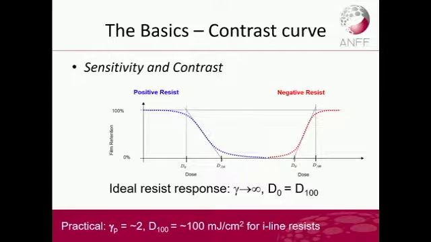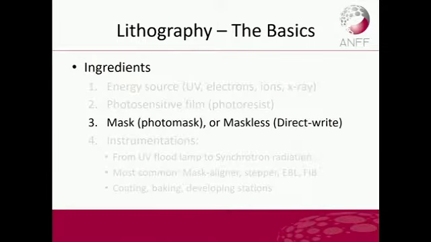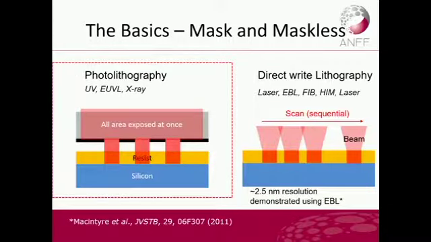Okay, so most of the sensitivity we work with in our i-line resist in the clean room is about 100 millijoule. Doug this morning has already covered the masks or photomask, so I'm just going to quickly touch again on the differences between mask and maskless. This is usually the split point for photolithography: if you want something really high resolution, maybe you need to go for direct write lithography. That is usually called maskless lithography because you don't have a photomask anymore.